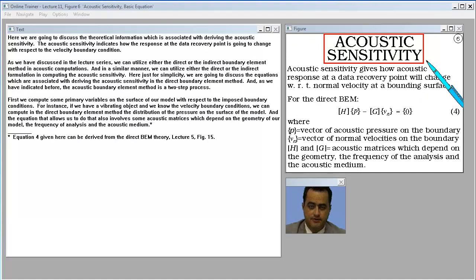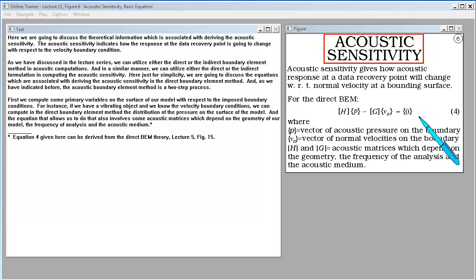Here we are going to discuss the theoretical information which is associated with deriving the acoustic sensitivity. The acoustic sensitivity indicates how the response at the data recovery point is going to change with respect to the velocity boundary condition. As we have discussed in the lecture series, we can utilize either the direct or the indirect boundary element method in acoustic computations. And in a similar manner, we can utilize either the direct or the indirect formulation in computing the acoustic sensitivity. Here, just for simplicity, we are going to discuss the equation associated with deriving the acoustic sensitivity in the direct boundary element method.